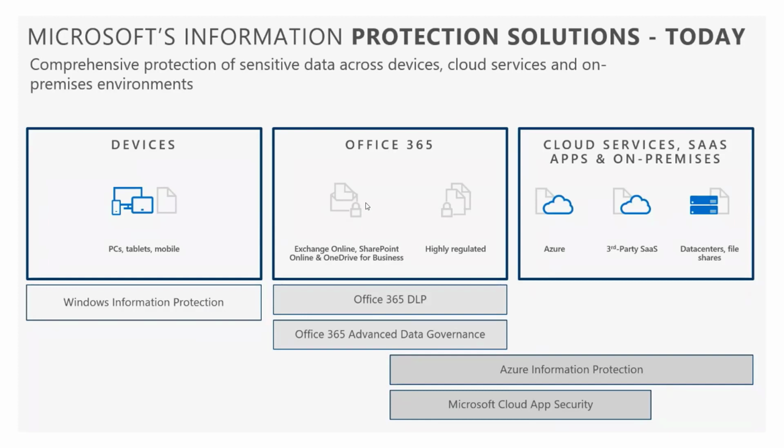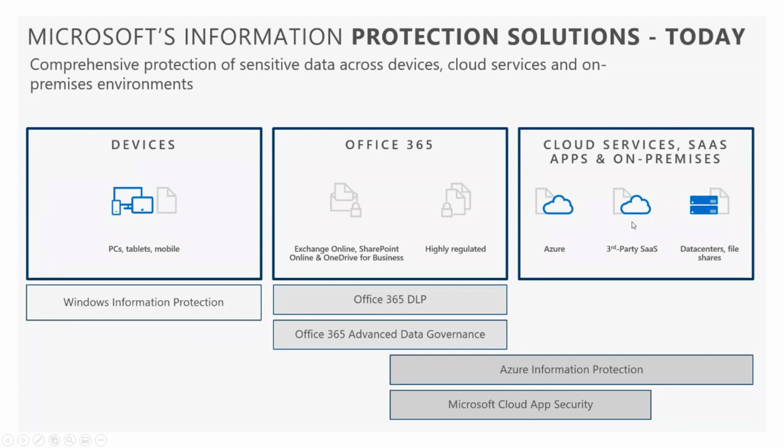The basis with this though, as far as the information protection solutions that you have here on devices, you have Windows Information Protection that we looked at. You have Office 365, the DLP service. This is not part of the plans I'm going to cover, but the DLP services you can apply as well. And then with Azure Information Protection, that's where you get into things that you can protect both on-prem and in the cloud, data centers, file shares.